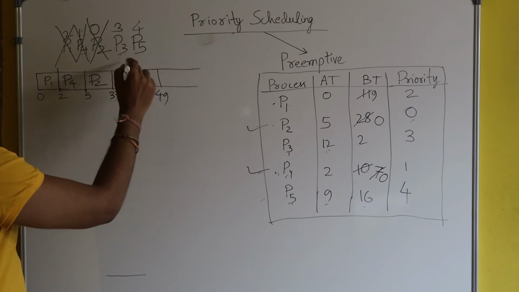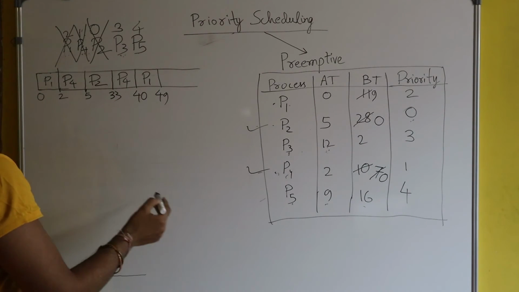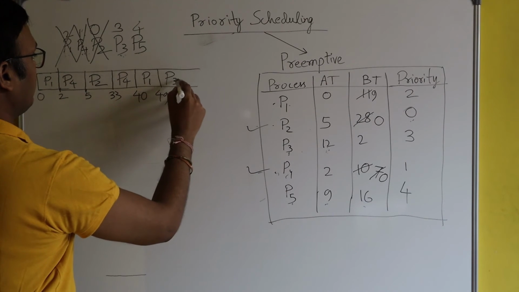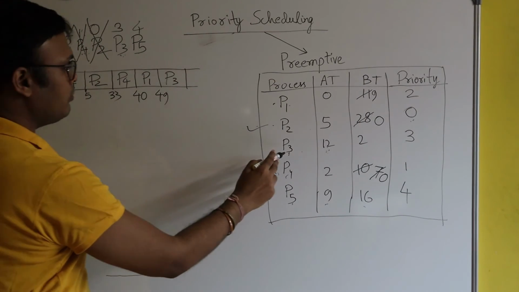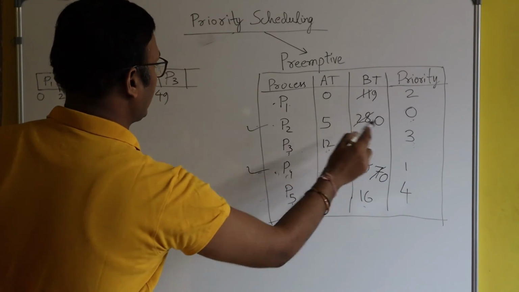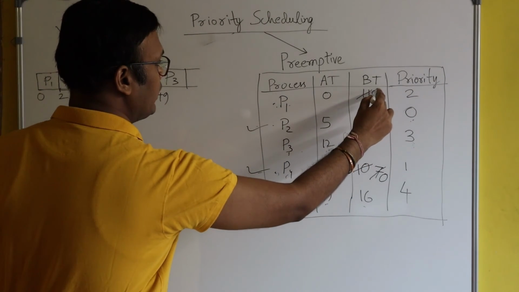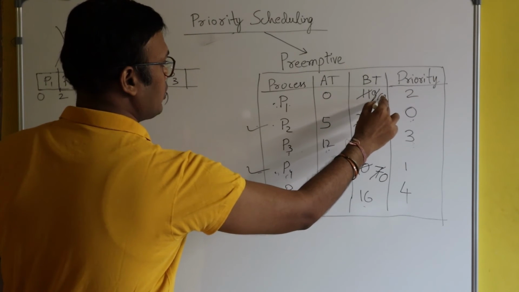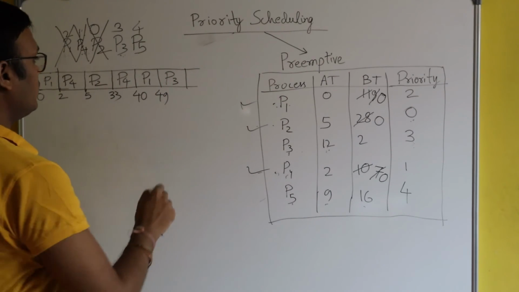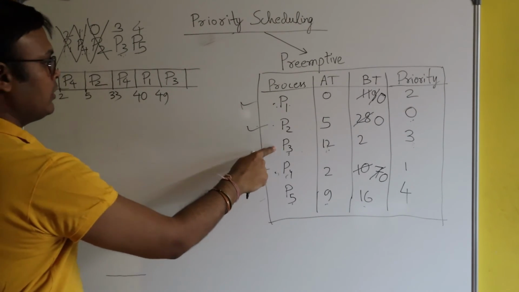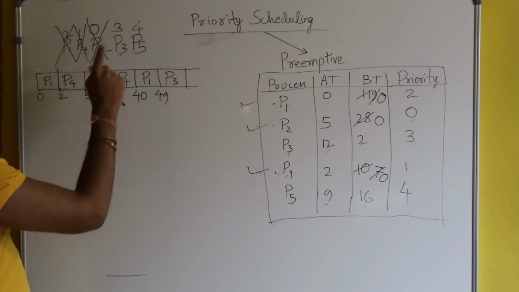So now among P3 and P5, which process has the highest priority? Definitely P3. So here you write P3. Fine. So now how much burst time is left for P3? 3 seconds. And also one thing is there, since P1 has fully executed, here you write 0, because no seconds are left for P1. P1 is done. Now CPU is given to P3, yes. So why? Because P3 has higher priority than P5.